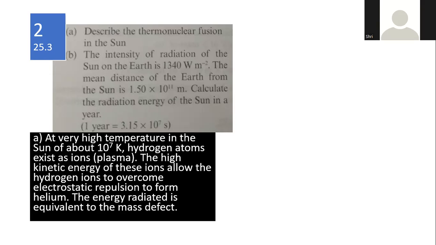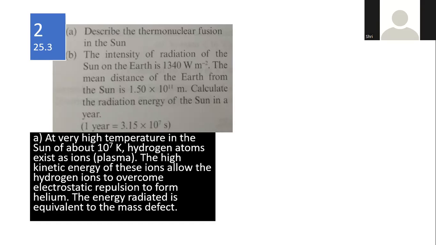At very high temperature in the sun of about 10 to the power 10 Kelvin, hydrogen atoms exist as ions, or we call it plasma. The high kinetic energy of the ions allows the hydrogen ions to overcome electrostatic repulsion to form helium. The hydrogen ions collide to form helium. The energy radiated is equal to the mass defect converted to energy that is given out.